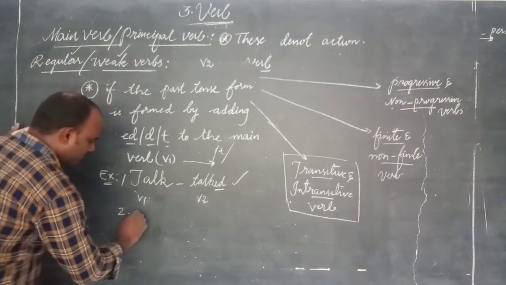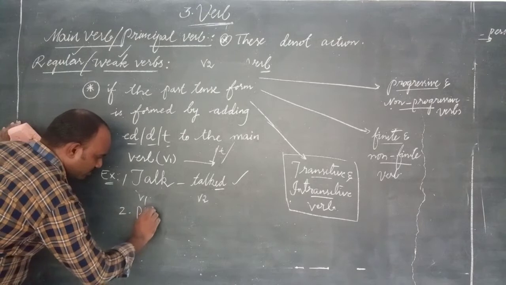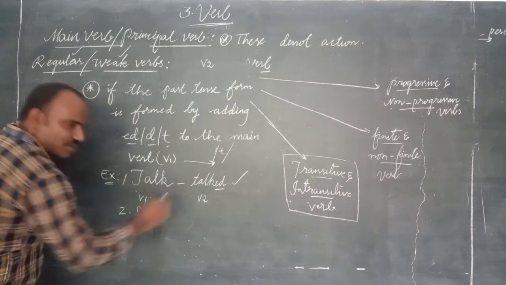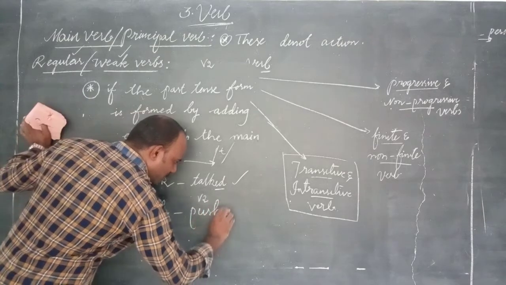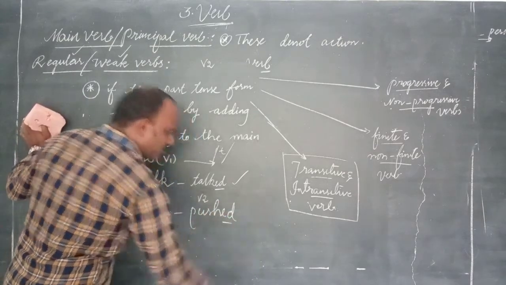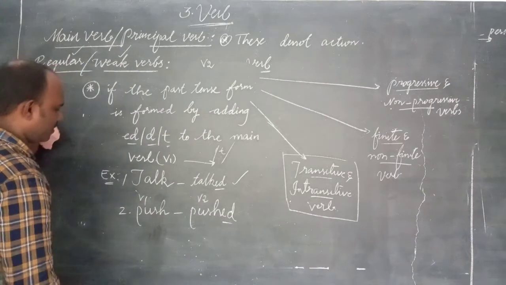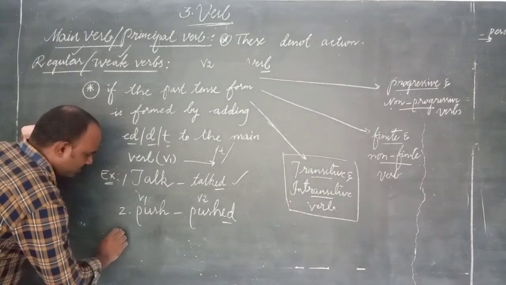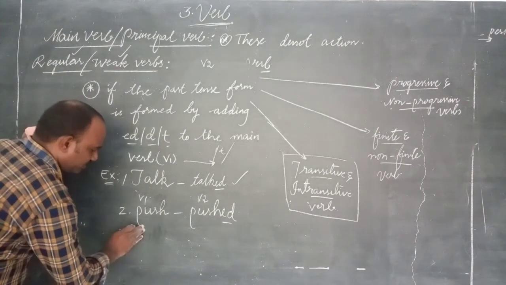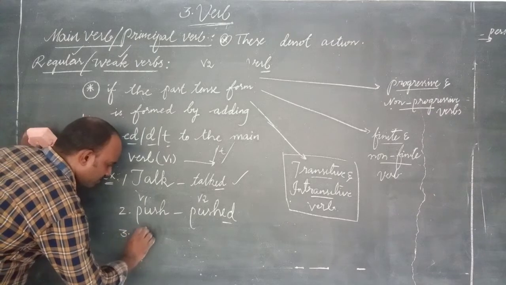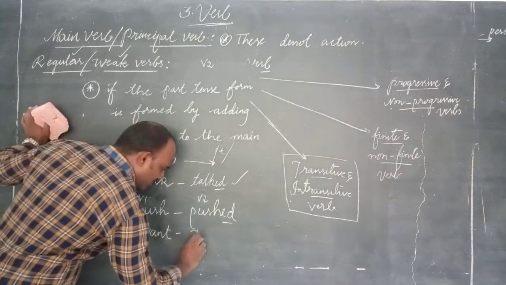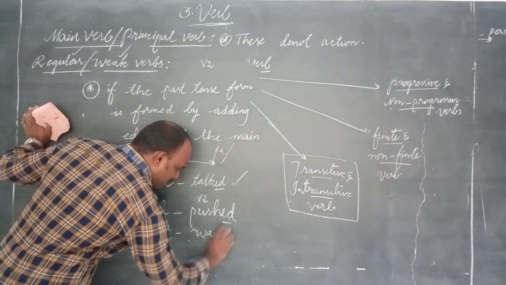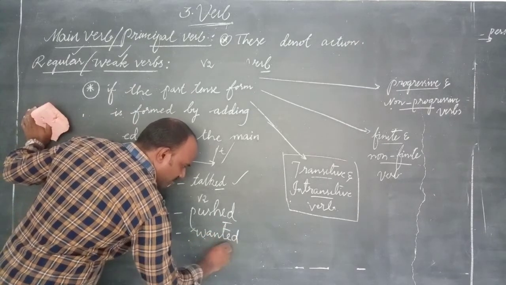One more, push. The past tense form of this verb is pushed. Third one, want. The past tense form of this verb is wanted.